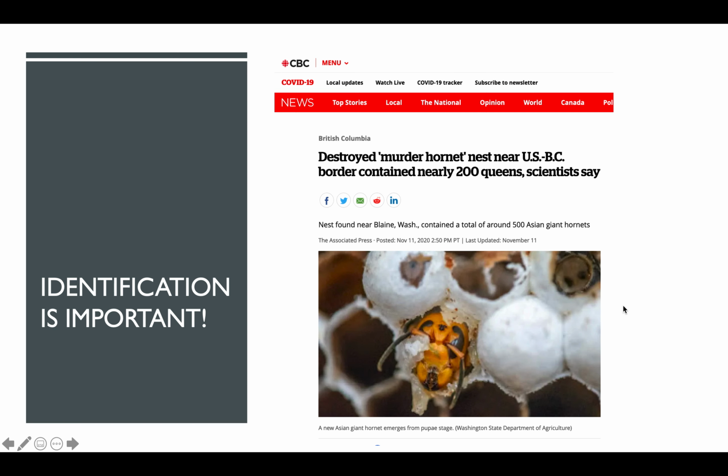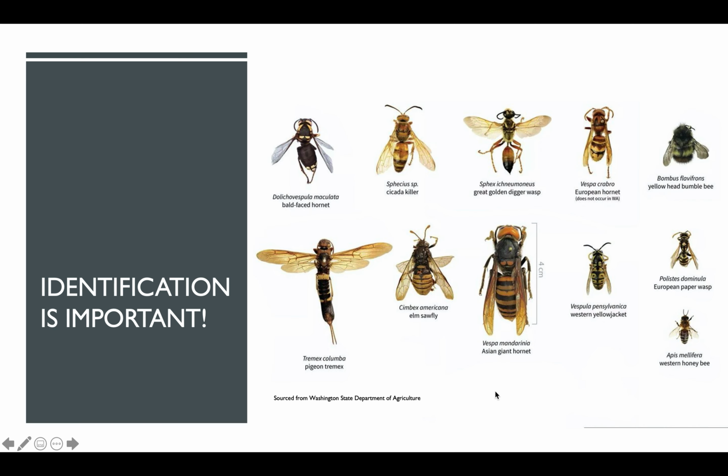You'll notice that we've been hearing about these murder hornets in the news lately, and just recently there was a destroyed hornet nest near the US-BC border that contained almost 200 queens, and each of these queens would have had their own chance to start their own nest. So it's important to know how to identify these insects from others, because Asian giant hornets look very similar to a lot of other insects.